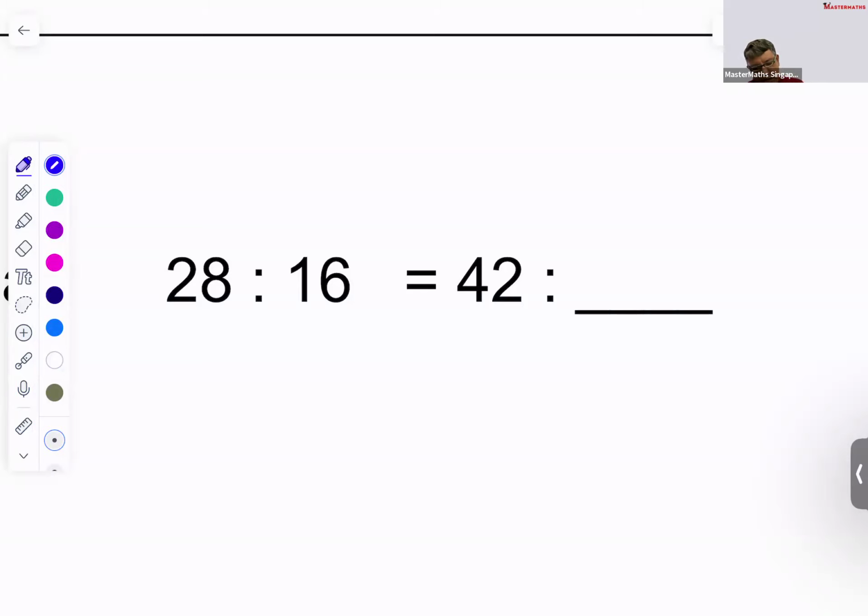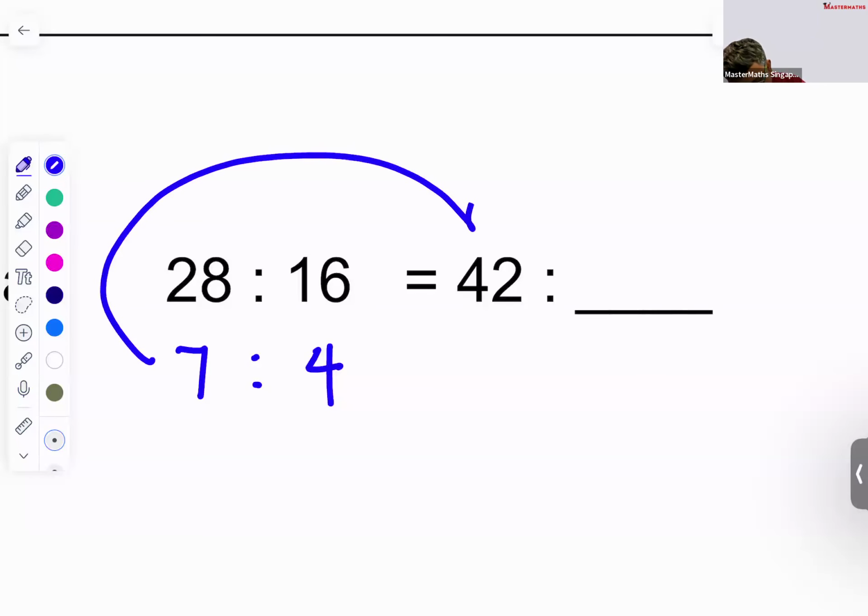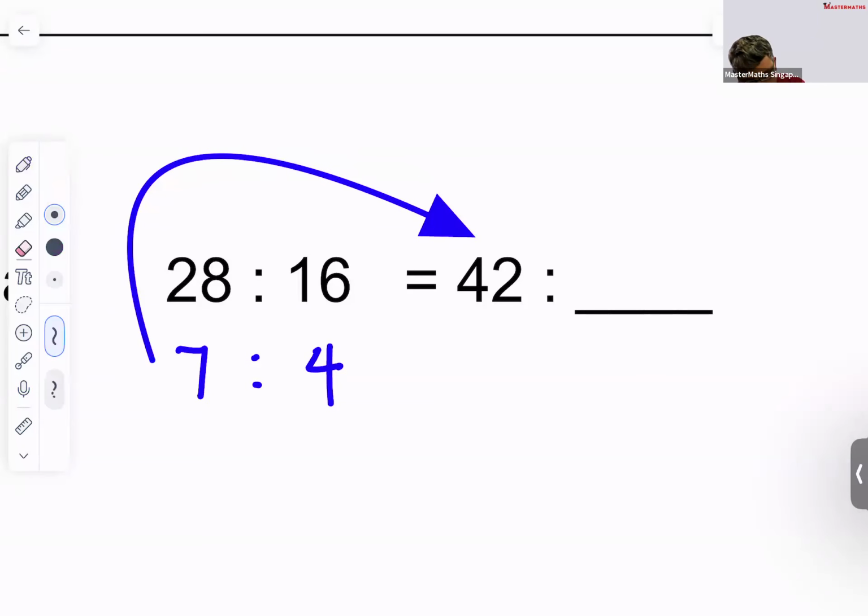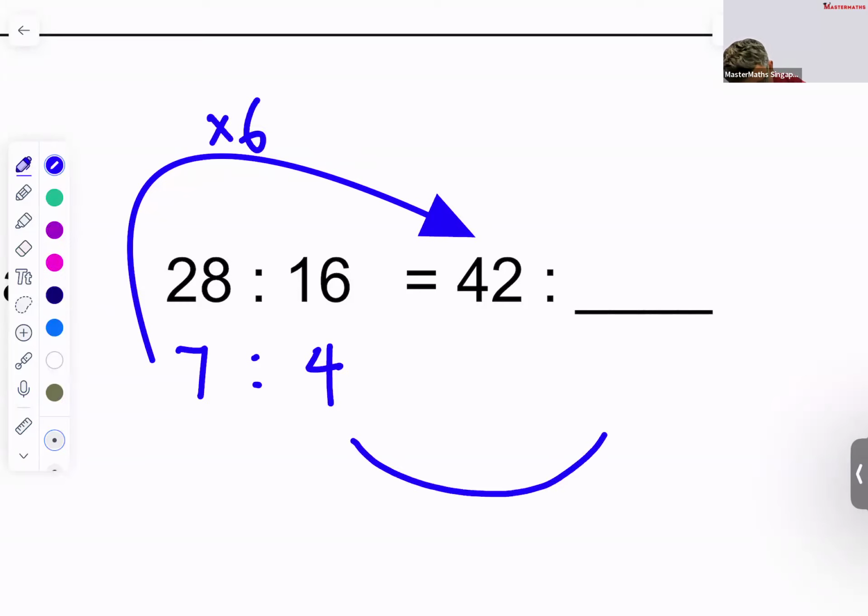So how do I get this? 28 to 16. 28 times what? I get 42. 28 times 2 is 56, right? So is there an error in this question? No. So what you're going to do is you're going to reduce this. 28 and 16, you're going to reduce by dividing by 4. What's the answer? 7 to 4. 7 times what? I get 42. 7 times 6. So my 4 times 6.